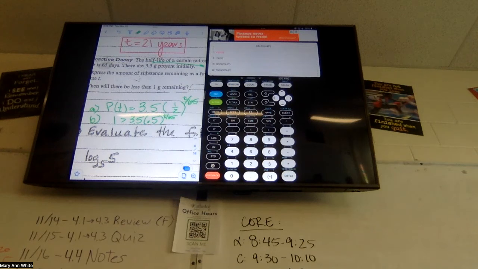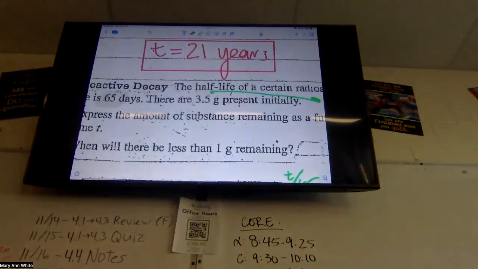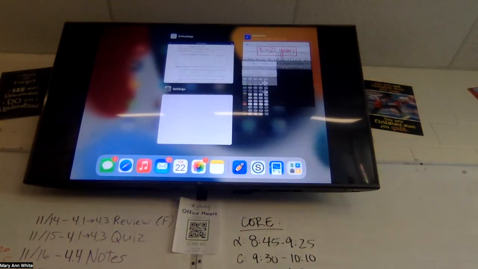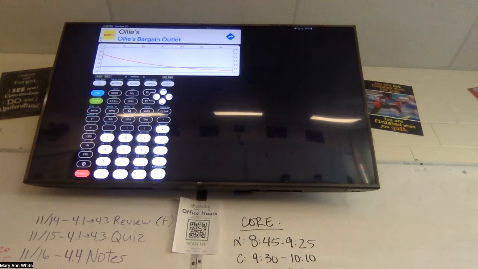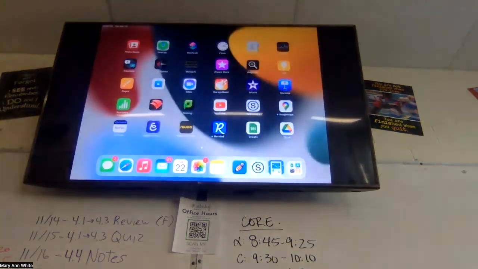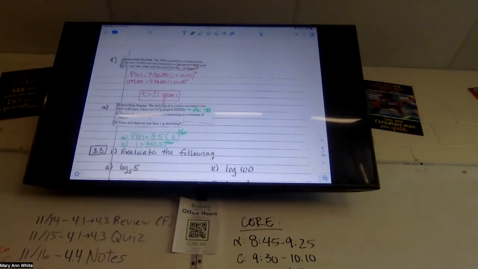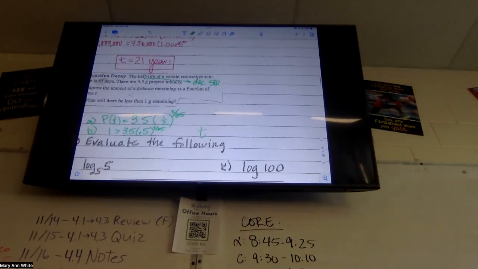Let's do our second trace, intersect. My X max was originally 100, and then I just changed it to 200. Left bound, right bound. It looks like they intersect at 117.4. We'll round that up to 118 days. T equals 118 days.